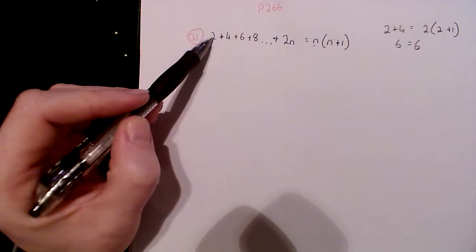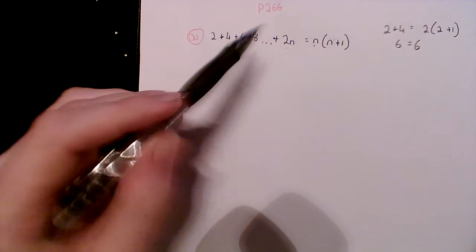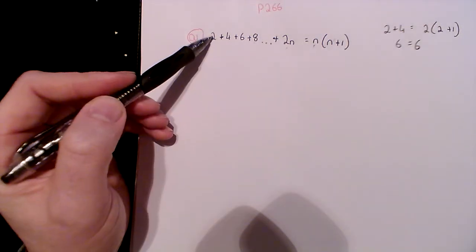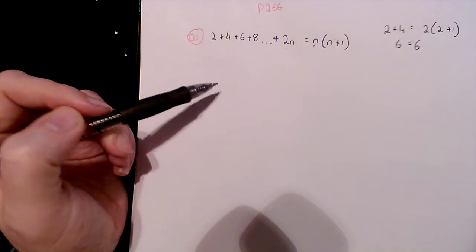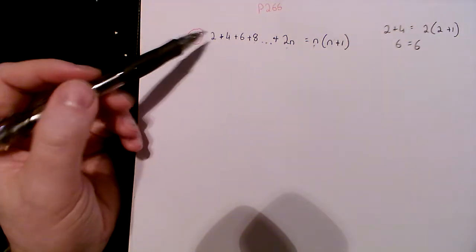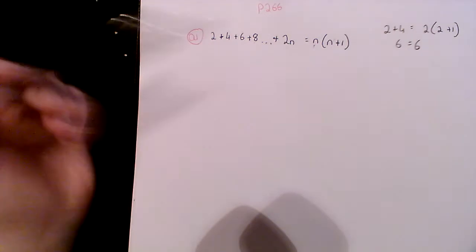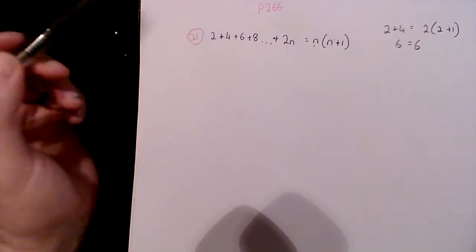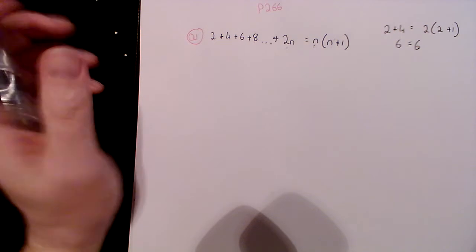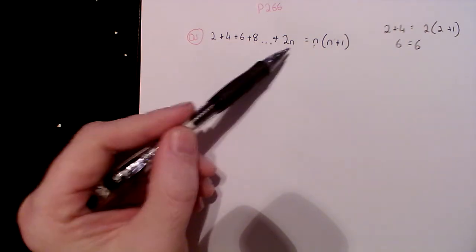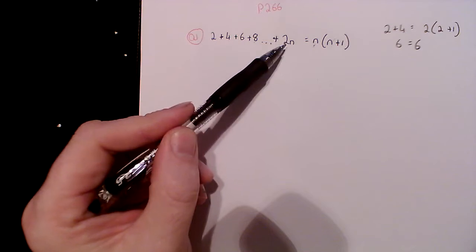If I wanted to find out what 2 plus 4 plus 6 plus 8 is, I'd put in 4 here. Why 4? Because we're going all the way up to the fourth term. Look, 1, 2, 3, 4. If I wanted to find out what the first 100 terms added together would be, I'd put in 100 here. And I could check if it works by just adding 2, 4, 6, 8 all the way up to the first 100. But that doesn't prove that it works for every single number right up to infinity.